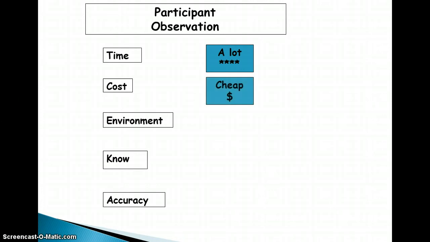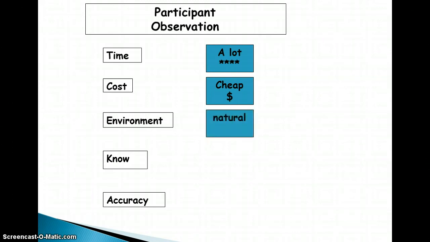Cost, again, you're just observing. The only thing you might need to do is have the paper to jot those things down on. Maybe you have to pay for a membership. If you're going to observe behavior at the YMCA, you might have to join the YMCA or things like that. But for the most part, if you're already part of the group, it's not really going to be cost up and beyond what you're normally paying.